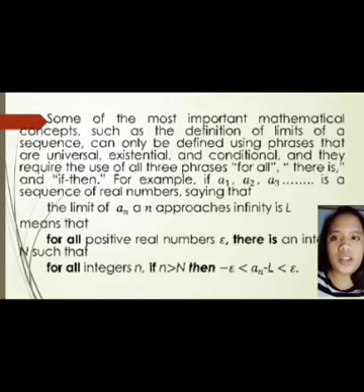If, then, conditional. For example, if a1, a2, a3 is a sequence of real numbers, saying that the limit of a_n as n approaches infinity is L means that for all positive real numbers epsilon, there is an integer N such that for all integers n, if n is greater than N, then negative epsilon is less than a_n minus L, which is less than positive epsilon.